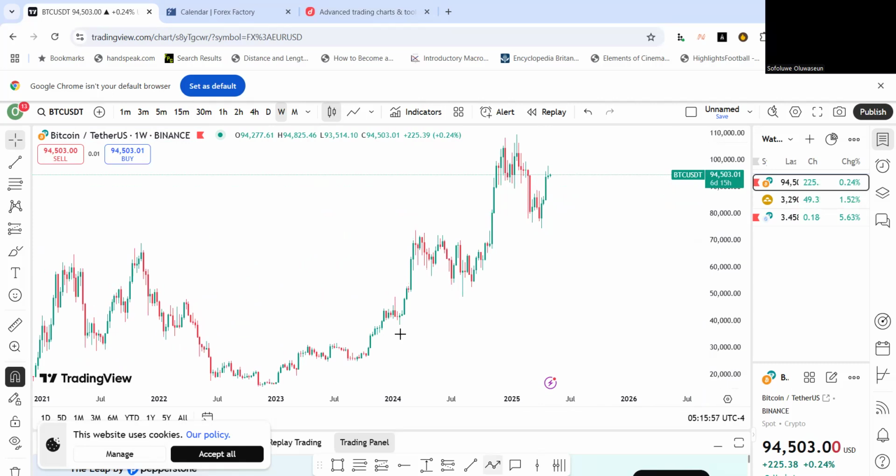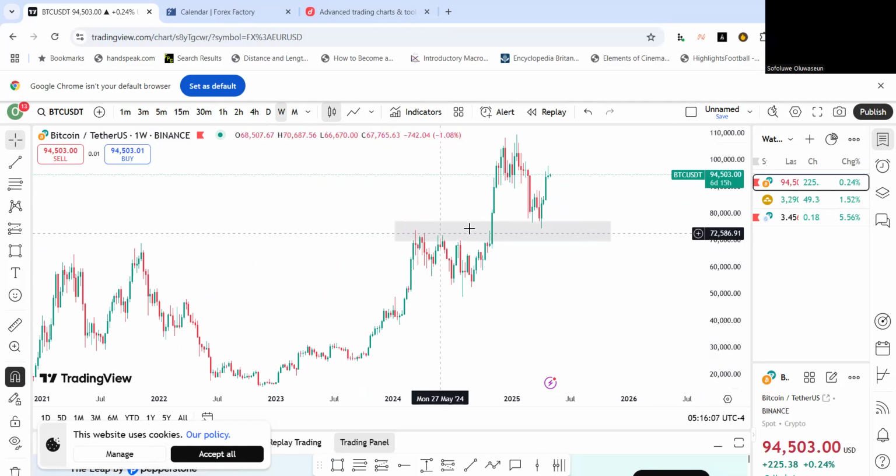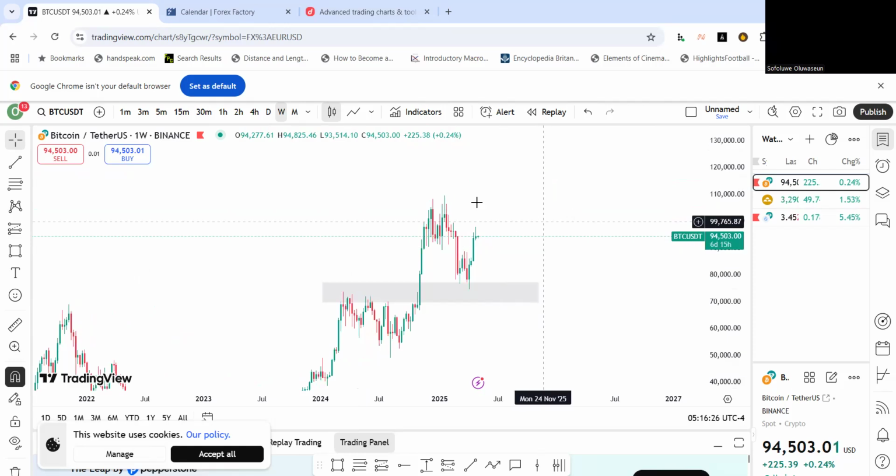You can see that it has reacted from this point of resistance now, okay? Yes, this point of resistance, you can see that it has reacted from the point of resistance turned support. That's a breaker block, kind of. So it reacted from there, and you can see it's bullish now. Okay, so what are we going to be expecting this week? We can expect a bullish continuation, maybe to another all-time high or so.